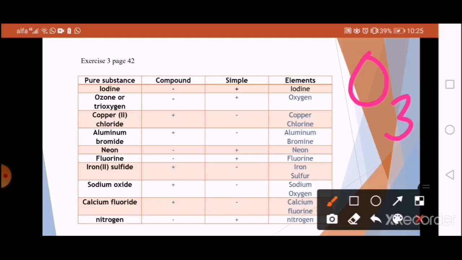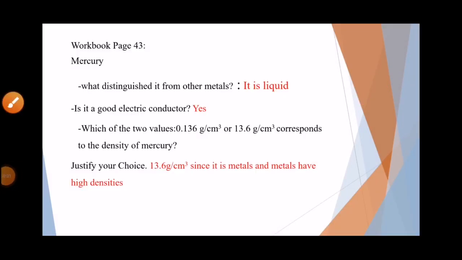Sodium oxide, also it is a compound pure substance since it consists of two types of elements which are sodium and oxygen. The element of oxide is oxygen. Calcium fluoride, from its name it is a compound pure substance, so it consists of two types of elements which are calcium and fluorine. The last one, which is nitrogen, from its name we know that it is a simple pure substance and the constituting element is nitrogen.